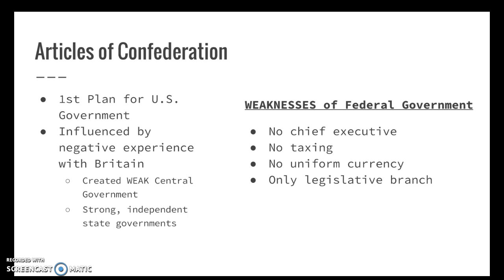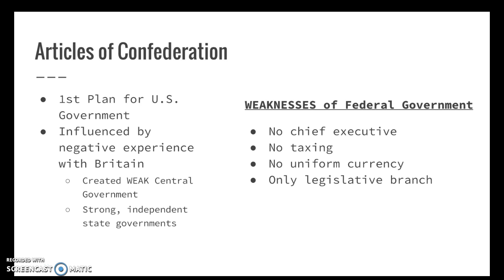There was no uniform currency. Currency is the money that you use. Like today in the United States, every state uses the same kind of money. We have the same dollar system. Back then, each state had their own type of currency, which made it really hard to trade between states. And there was only one branch. The only branch they had was the legislative branch.